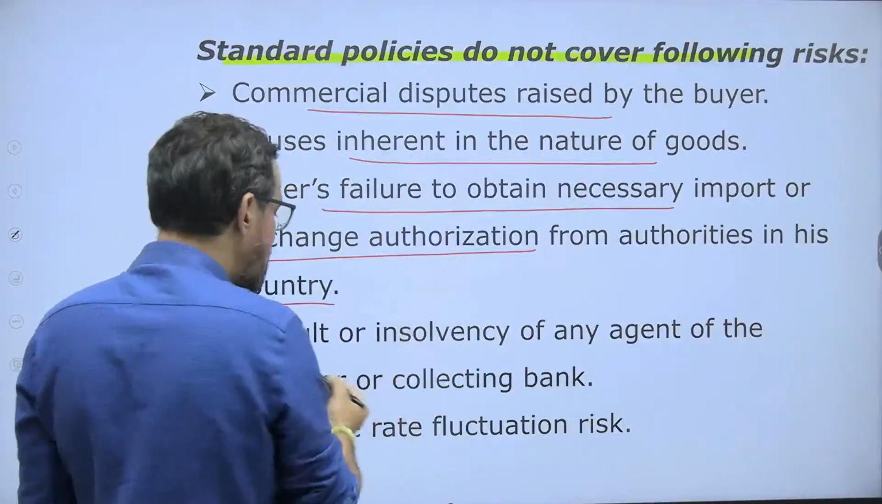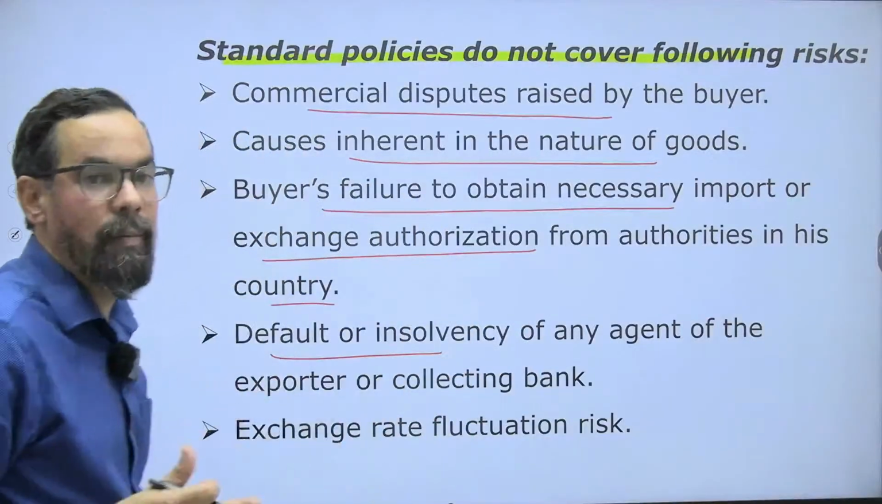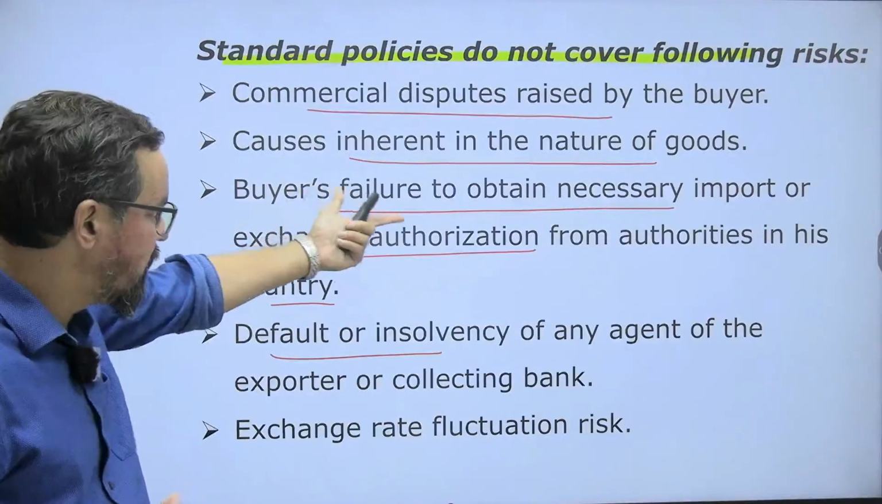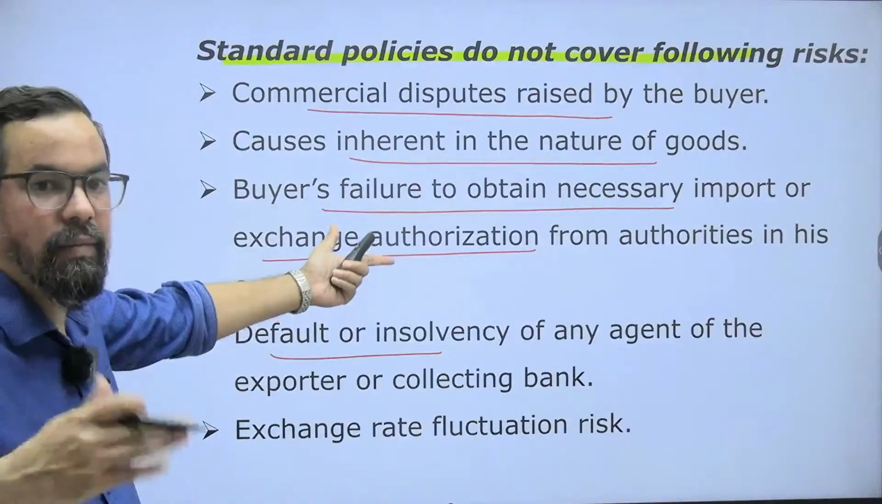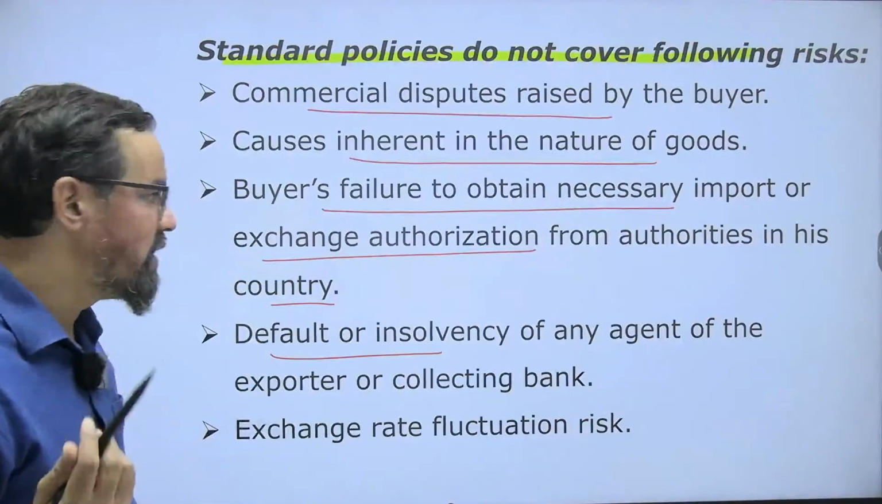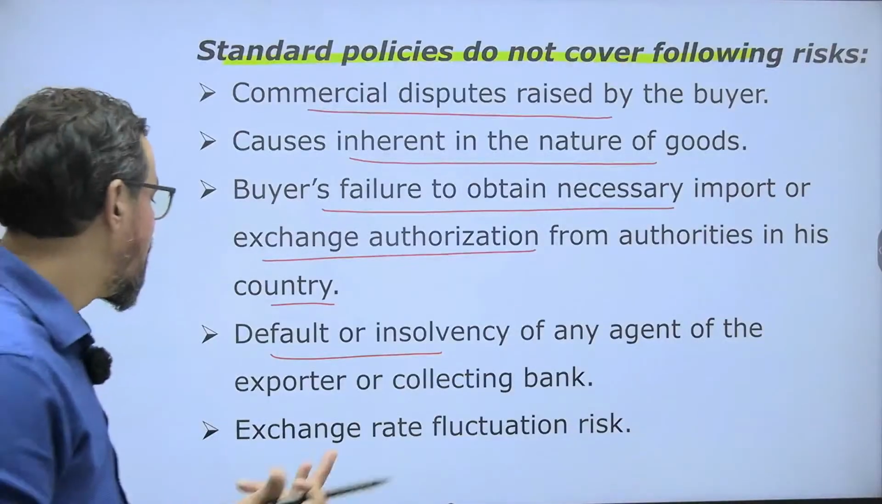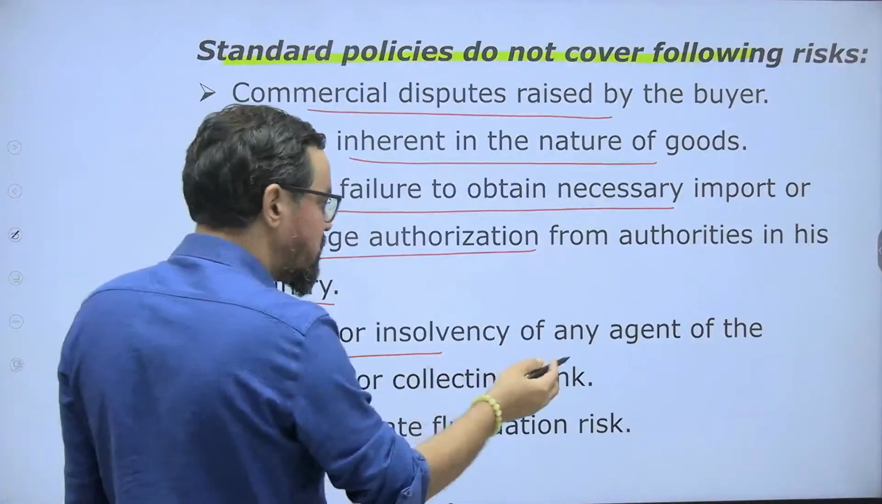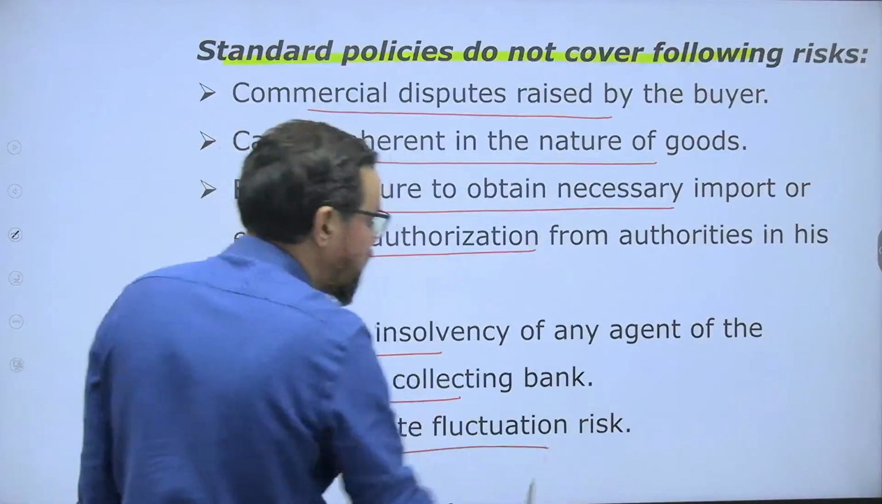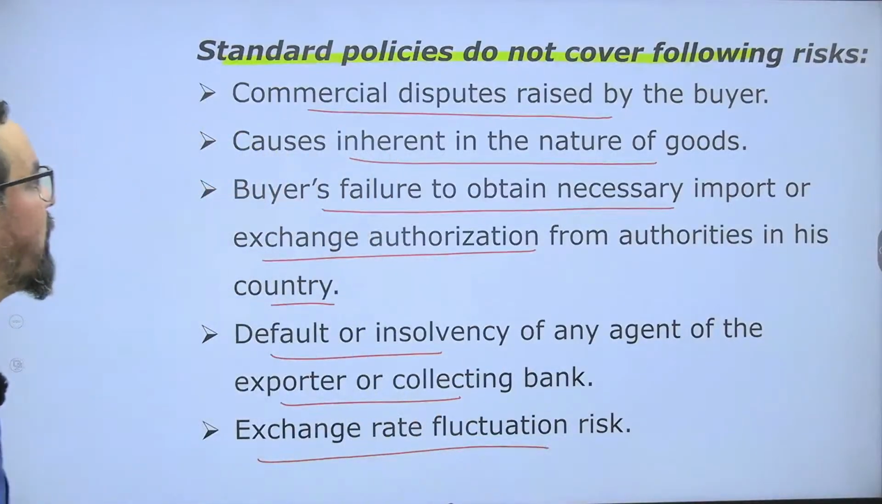Buyer failure to obtain necessary import or exchange authorization from the authorities is also not covered. That is, the buyer won't be able to get the necessary import shipments cleared or the exchange authorization, because they are facing some difficulties from their country. Default or insolvency of the exporter or collecting banks, and exchange rate fluctuation risk are not covered under this particular one.